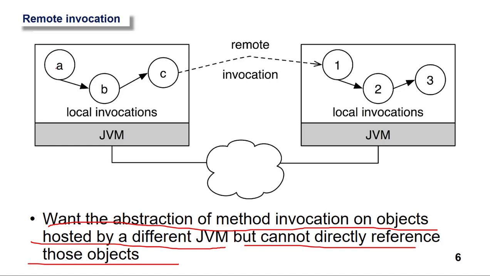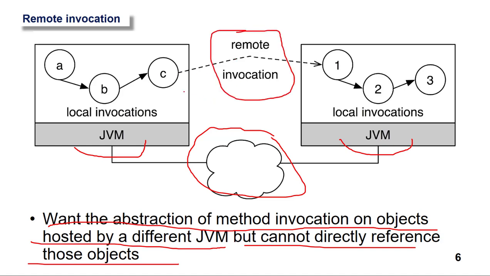For example, let's say you have an application running on one machine here, you have another application running on another machine here, and between them you've got the internet. On this machine, let's say you've got object A, object B, and object C. As you know, it's very easy for object A to invoke methods on object B, and object B to invoke methods on object C, and the same on this other machine here. Objects 1, 2, and 3, it's very easy for object 1 to call methods on object 2, and 2 on object 3, etc. So what we want to do is to be able to make these remote invocations as well.